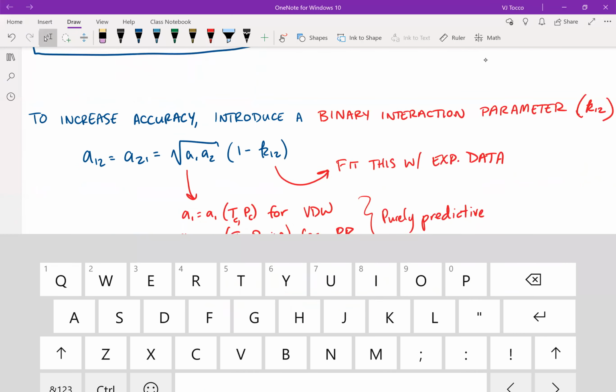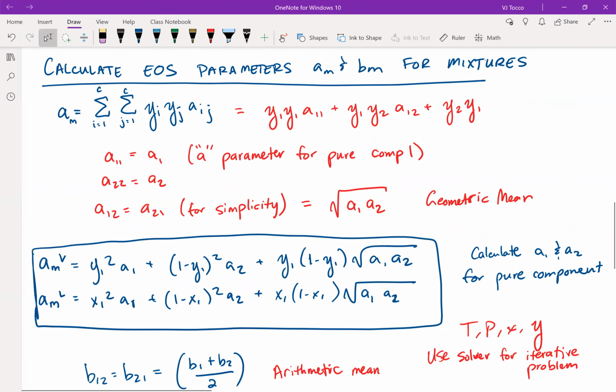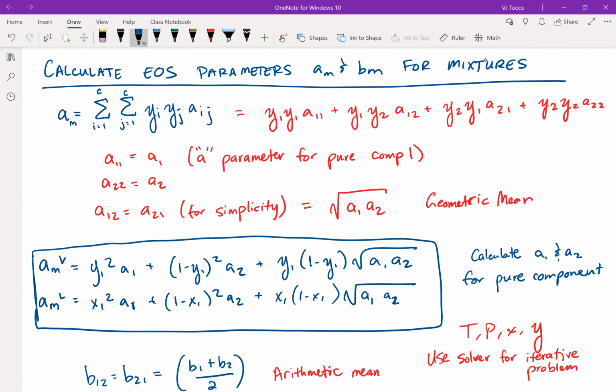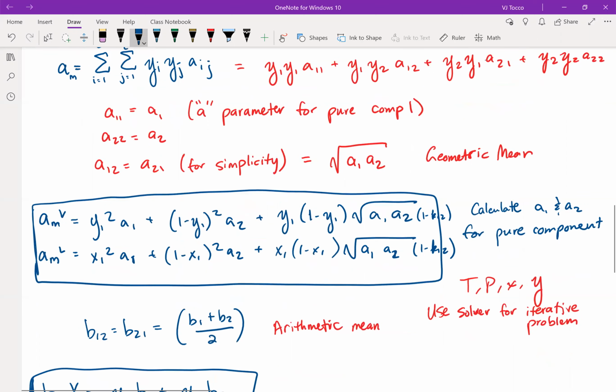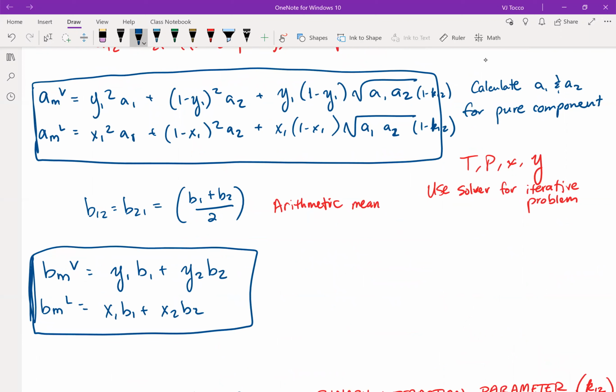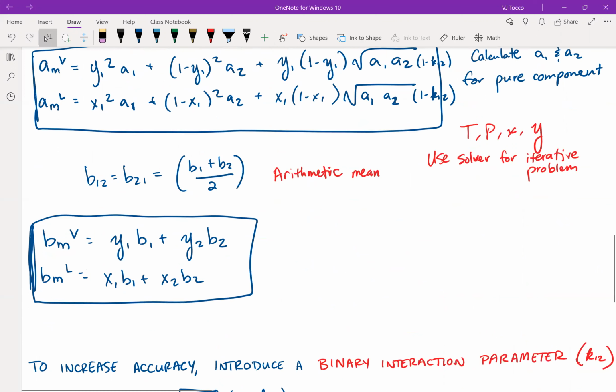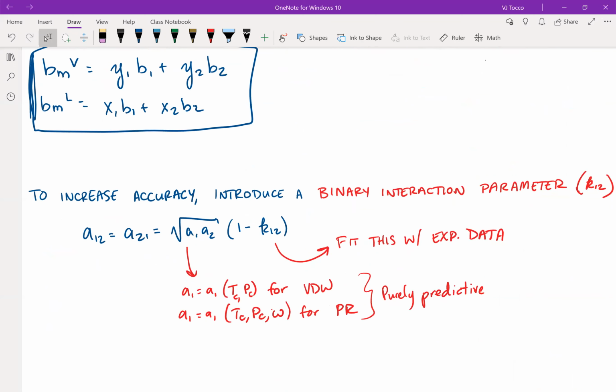Instead of these terms, you would just go in and multiply by a 1 minus K12 here. And this is the more general form of the equation to write it like this. And then if you don't have experimental data, you could go ahead and assume that K12 is equal to 0 such that it cancels out. No such binary interaction parameter is needed for the B parameters, only for the A parameters, and that can increase the fit.